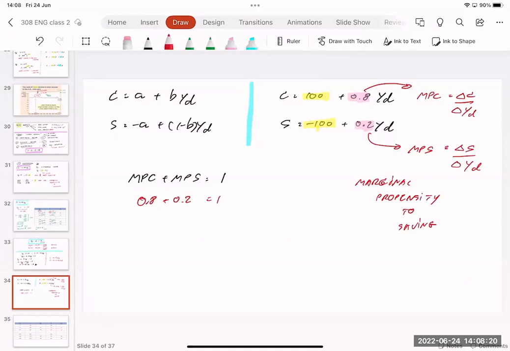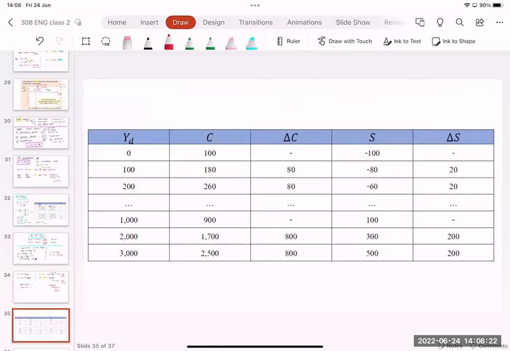Okay, let's go to the table with a real number to make you more understanding. I have a table like this. I need to fill up the equation of consumption, C equal to A plus BYD, and S equal to minus A plus 1 minus B YD.